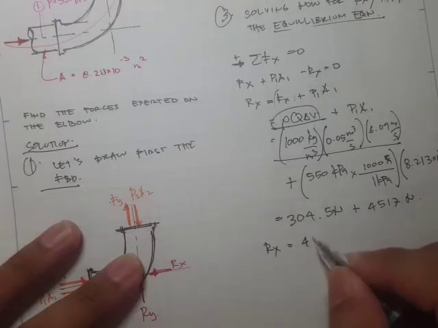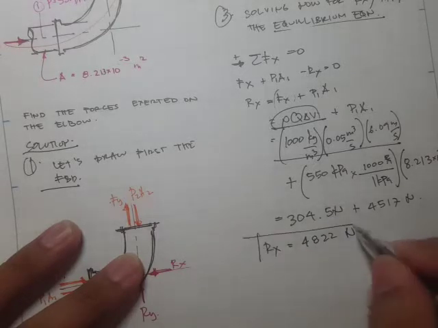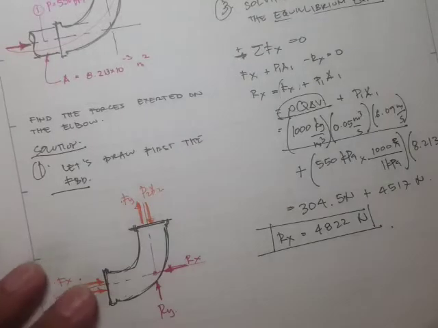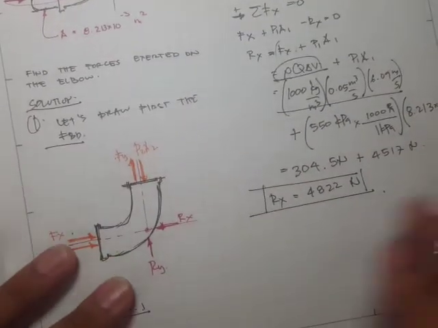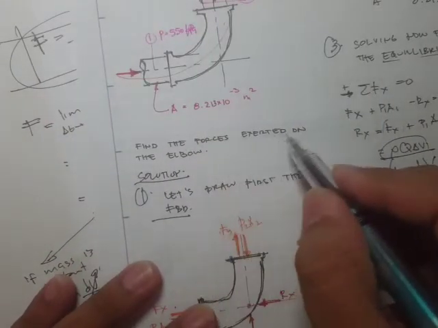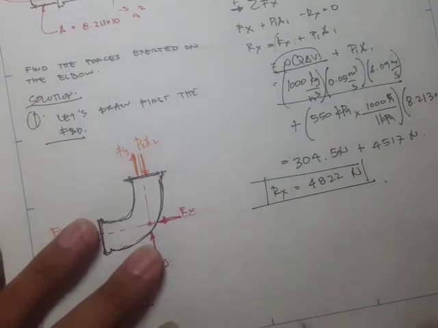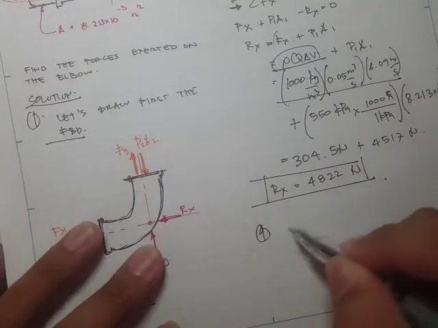Therefore, Rx, that would sum up. This Rx is just equal to 4,822 newtons. Okay, so we have the Rx. Then what's left is, because it says here, find the forces exerted on the elbow, so we can now solve for the R sub y.